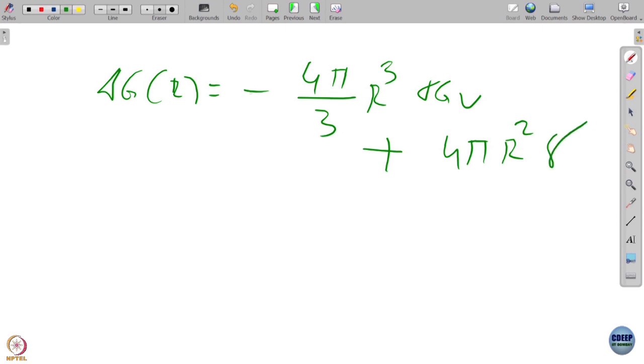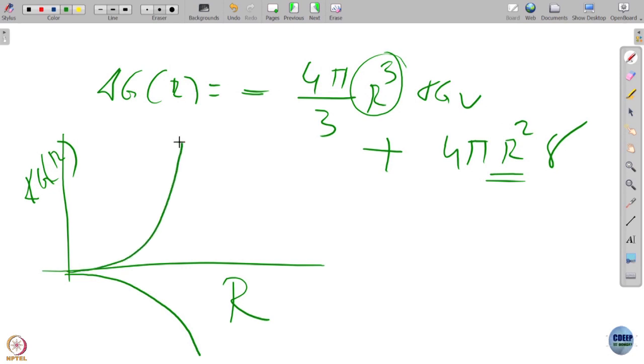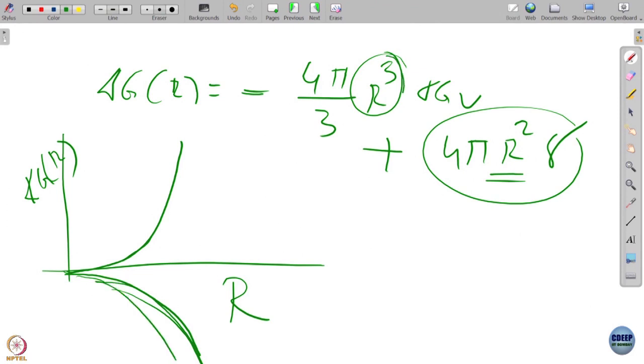Now, one is energy gain and this is energy loss, and how do they look? Let us look at this, these are cube and these are square. So, if I plot this delta G r against r, then this thing is negative, this r cube, this thing is positive. Now, surface tension is actually pretty large. So, what happens? This part wins in the beginning. So, that is why you go up the hill and come down, but if by some fluctuation it becomes large, then it starts getting the advantage that this is larger because these are cube.